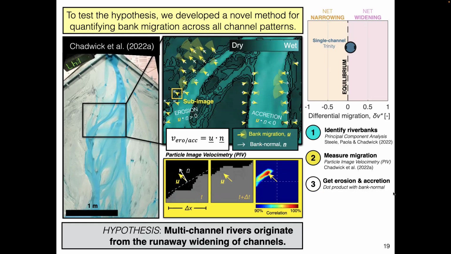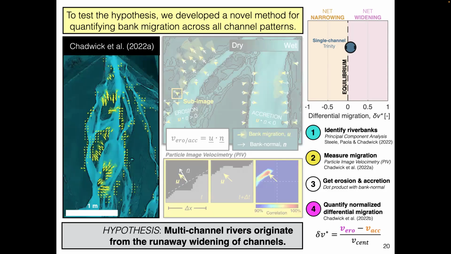We can quantify the erosion and accretion by just taking the dot product of these migration vectors with the bank normal direction. And then we can quantify this normalized differential migration metric we were talking about by just plugging that into our equations for del V star.